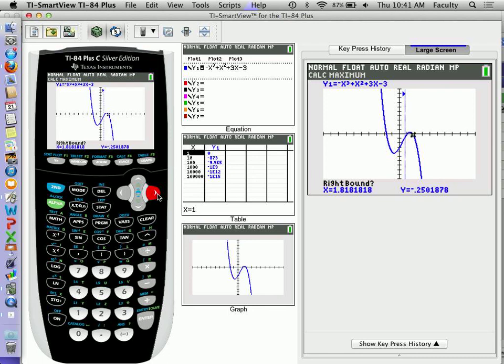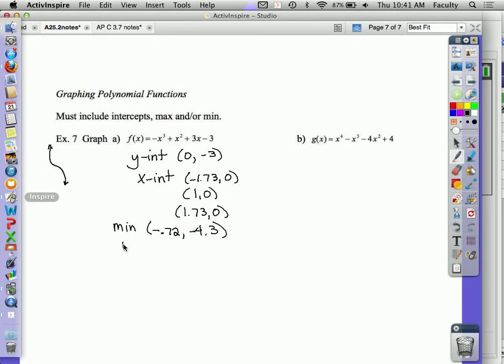Okay, I got my left bound. Now I'm getting a right bound. On the guess, press enter. Identify minimum and maximum in the body of your work. Now, do you notice I have 6 points? That's a lot of points. If you have 5 or 6 points, you don't need an additional table. That should be enough to make our sketch.